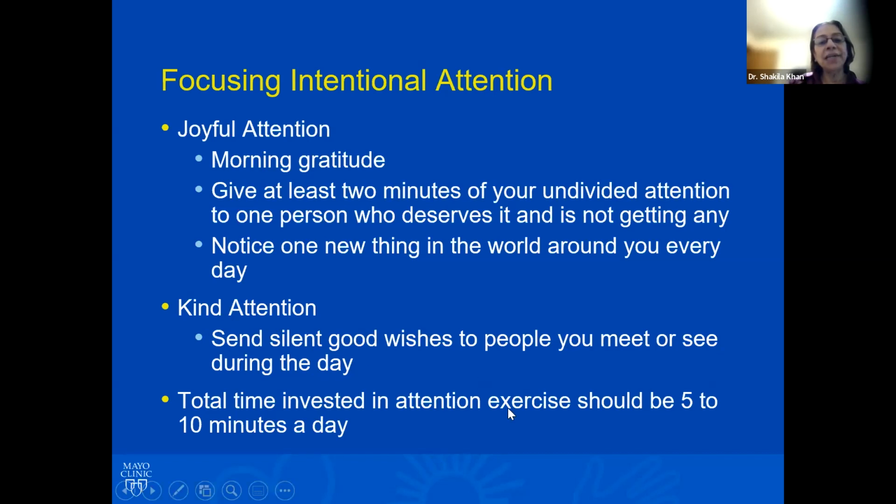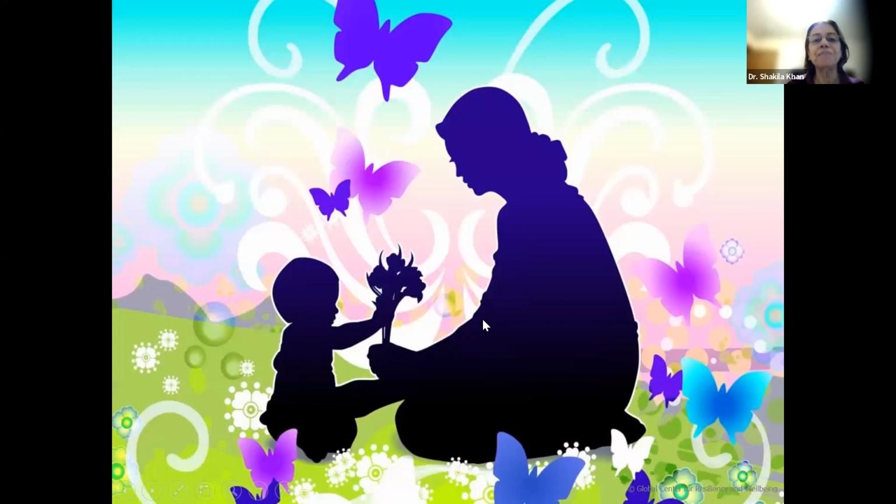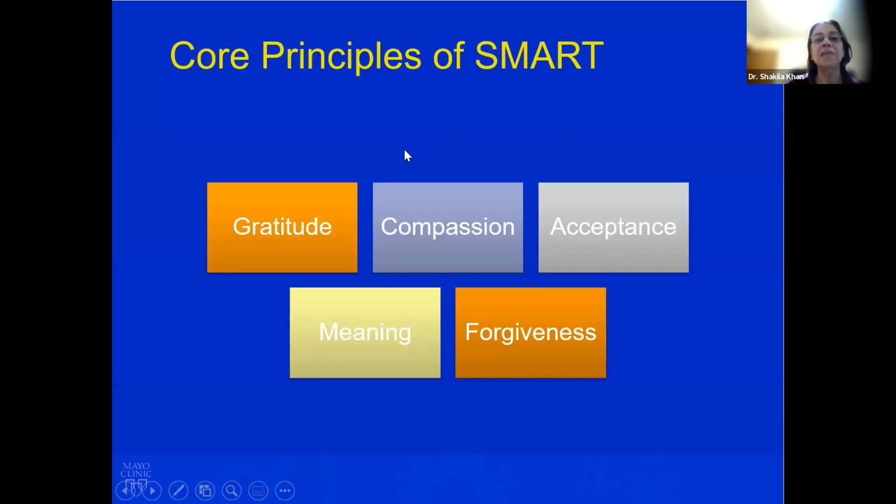There's something called kind attention. Send silent good wishes to people you meet or see during the day. So if you're in the elevator, you can just silently wish all the people in the elevator well. Total time invested in attention exercises should be 5 to 10 minutes a day, not more. And he gave an example. Look at this flower. He said, we look at flowers, we look at things, but we don't look into the details. And that's called attention, that you focus your attention on one particular thing. And that actually helps.